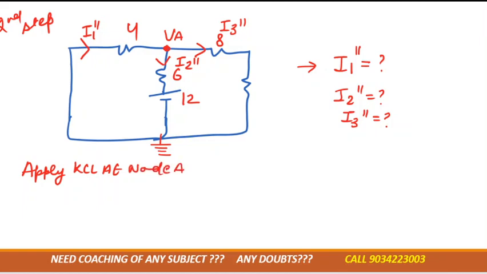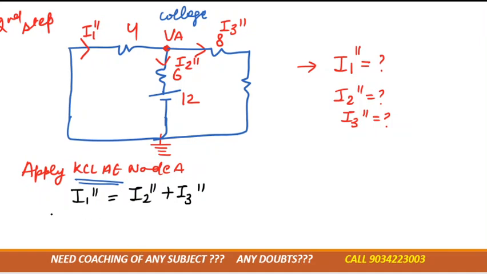Can you tell me what would be the equation of KCL at node A? First tell me the KCL, that is, incoming current. Suppose this is like your college. In your college, which current is entering? I1 double dash is entering, and I2 double dash and I3 double dash are leaving, right?